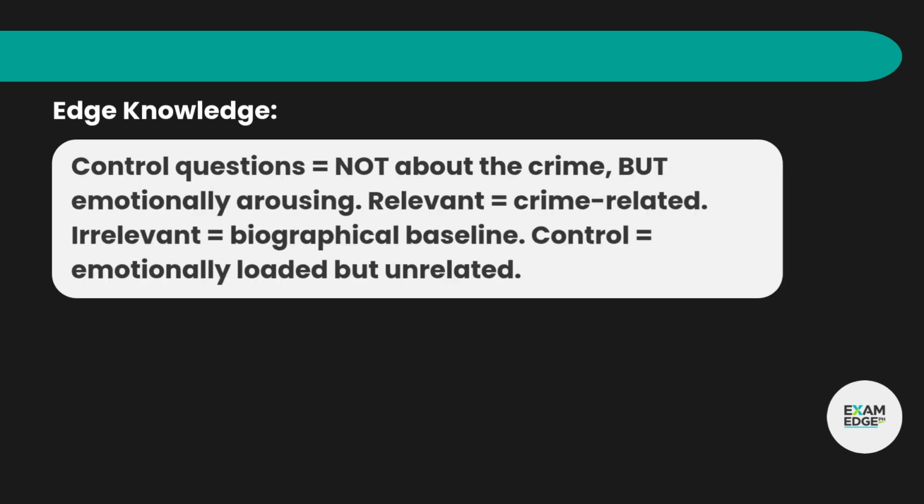Edge knowledge. Control equals not about the crime, but emotionally arousing. Relevant equals crime-related. Irrelevant equals biographical baseline. Control equals emotionally loaded but unrelated.